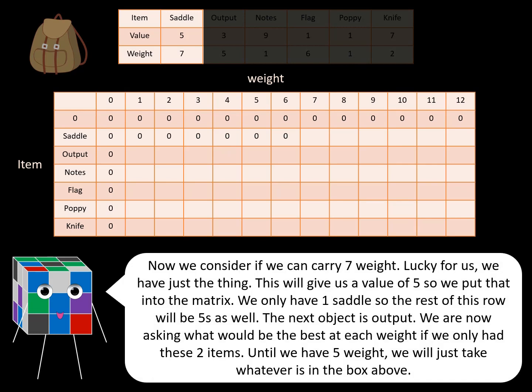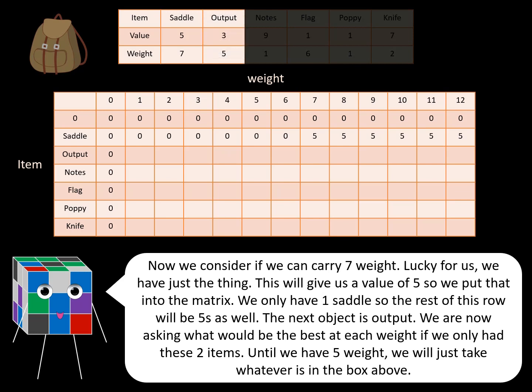Now we consider if we carry 7 weight. Lucky for us, we have just the thing. This will give us a value of 5, so we put that into the matrix. We only have 1 saddle, so the rest of this row will be 5s as well. The next object is output.